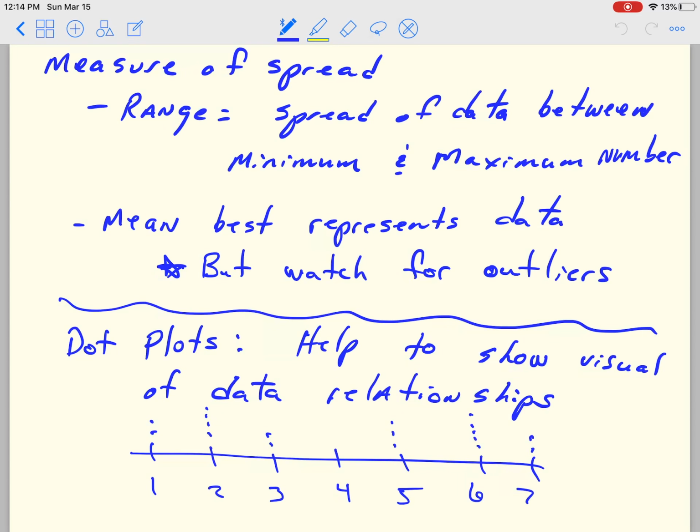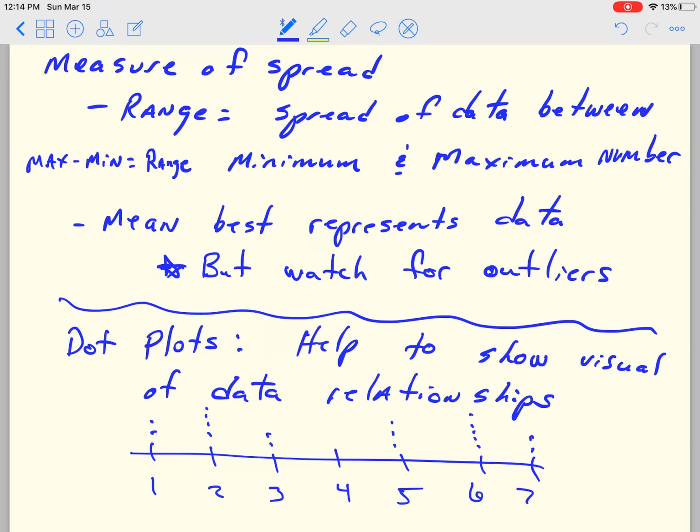Measures of the spread. Remember that measures of the spread include the range. Okay, we're talking about the range of data, your maximum to your minimum. The way this works is you would take your max number minus the minimum number. That equals your range. Okay?